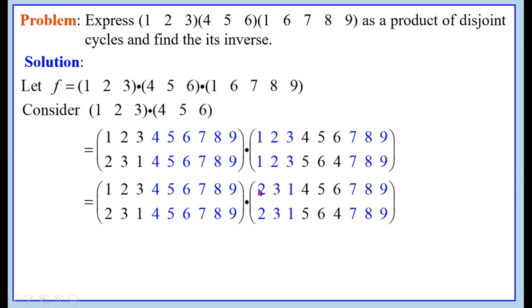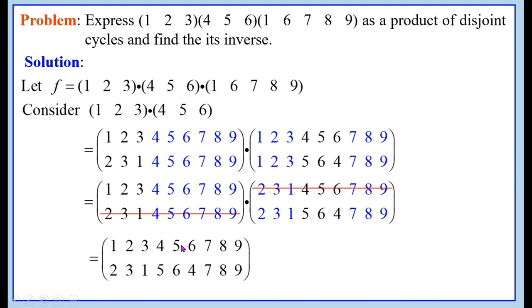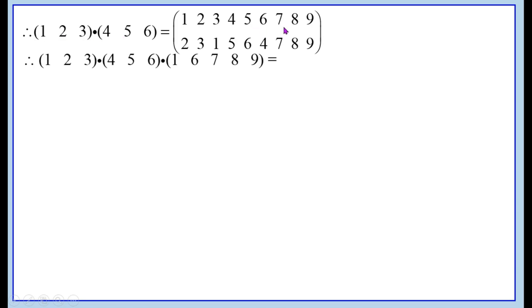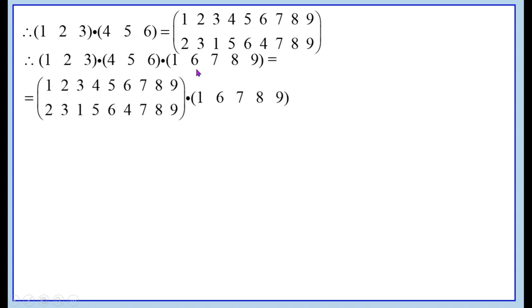Now we are going to cancel these two lines. Therefore, the product becomes 1 2 3 4 5 6 7 8 9 over 2 3 1 5 6 4 7 8 9. This is the product of the first two cycles. Now we are going to multiply the product of the first two cycles with the third cycle, namely (1 6 7 8 9). Let us multiply all the three.